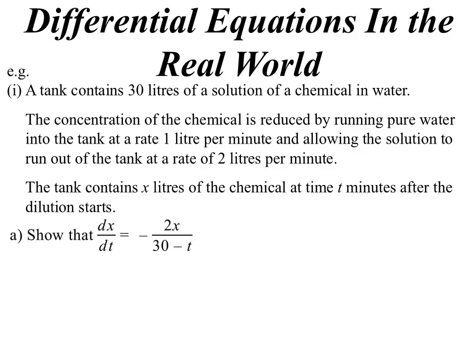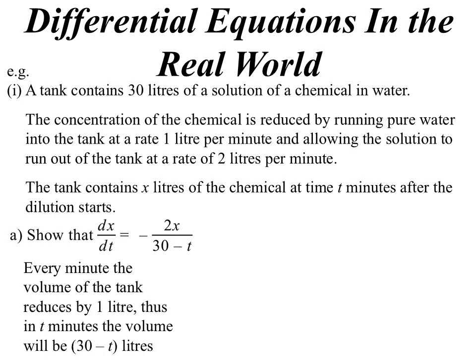So x was the amount of chemical. We're saying the rate of change of the chemical in the tank would end up being that, so we've got to show this. What do we know? Every minute the volume of the tank is going to reduce by 1 litre. They told us that. So at any time t, the volume is going to be 30 minus t litres.